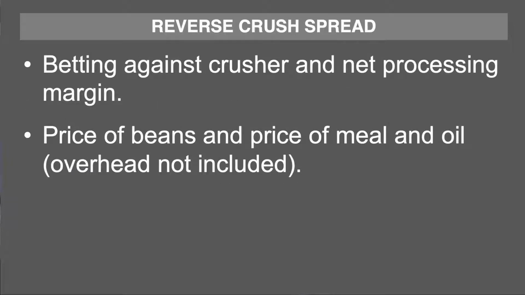Now the difference between the price of the raw commodity soybeans and the price of the meal and oil is the net processing margin. That spread is the net processing margin. The net processing margin does not include any of the overhead that the crusher may have to incur to process the soybeans into soybean meal and oil.